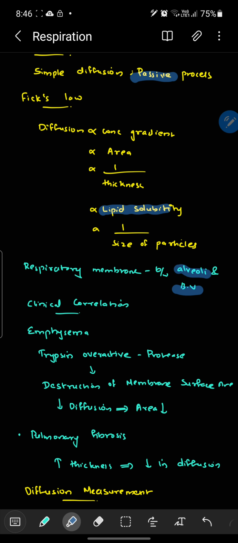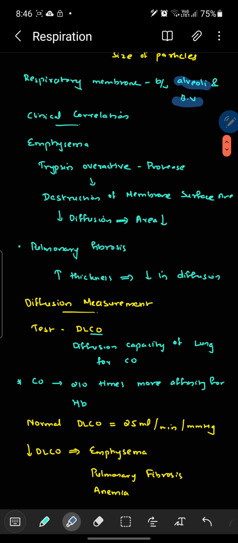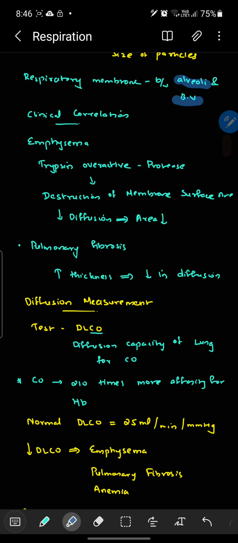The most important thing is a clinical correlation. So in emphysema, the trypsin will be overactive. Trypsin is a protease enzyme, right? So it will destroy the membrane surface area. So by Fick's law, as the area of the respiratory membrane decreases, the diffusion also decreases. In the next condition, which is called pulmonary fibrosis, there is an increase in thickness of the respiratory membrane. So by Fick's law, there is a decrease in diffusion.